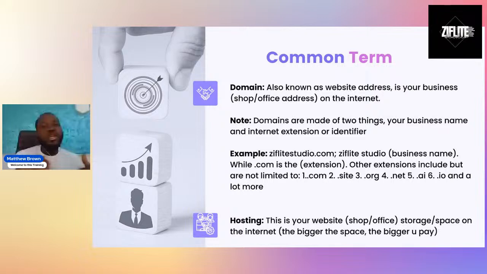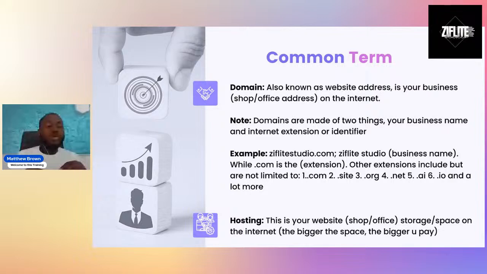If you go to my own personal web address at ziplightstudios.com, you will see my office online. It means you will see my website online. You see me, you see what we offer, our web design offer, and all. Because of that, no other person can bear the same name with me. So your business domain is your shop address, your website address on the internet.